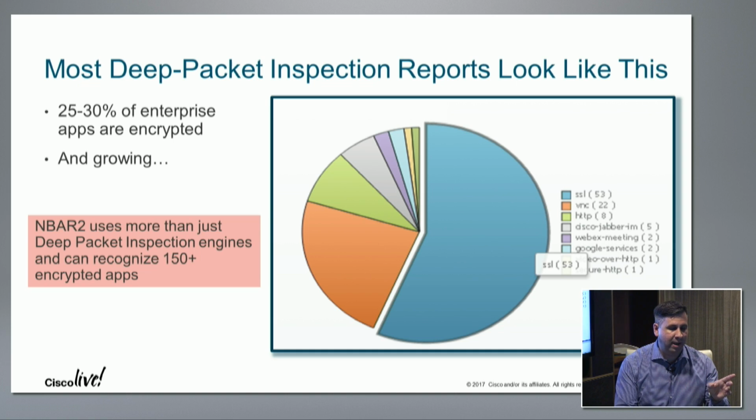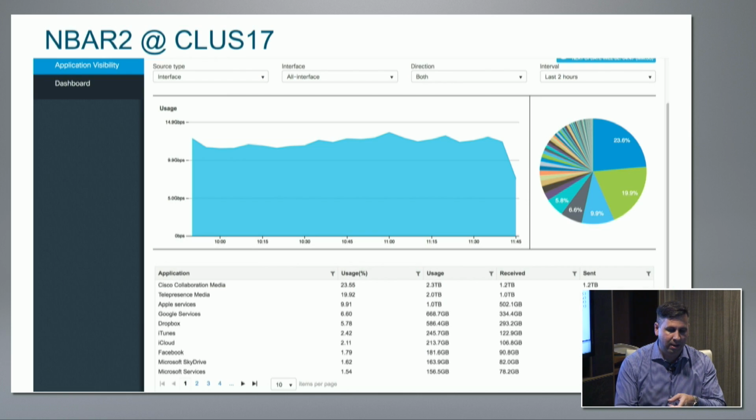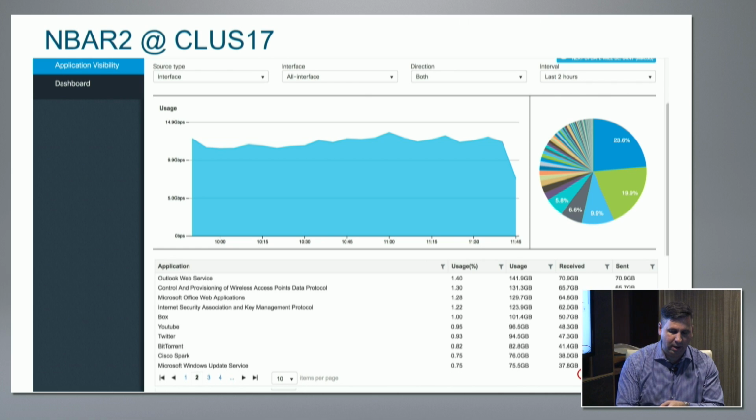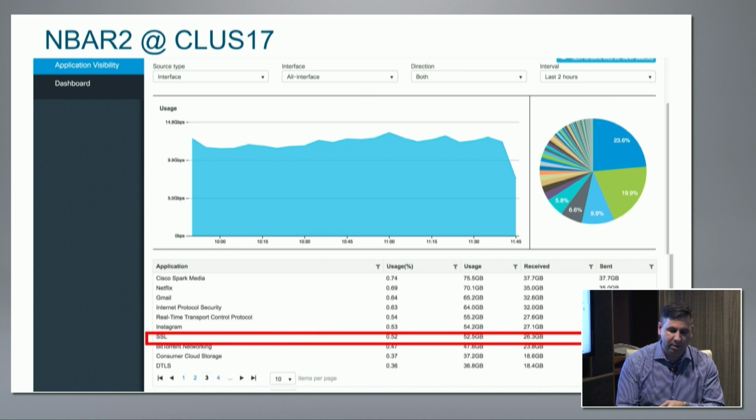We don't rely on deep packet inspection alone. And where does SSL and HTTPS fit in? This is real data taken earlier today, about noon today, that shows all the different applications that users are using here at Cisco Live. And I keep scrolling. This is 1 to 10, 10 to 20. And there we go, number 27.